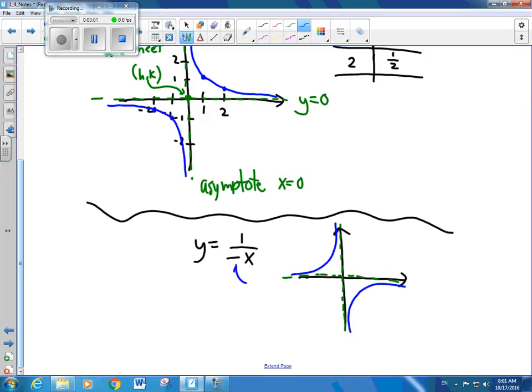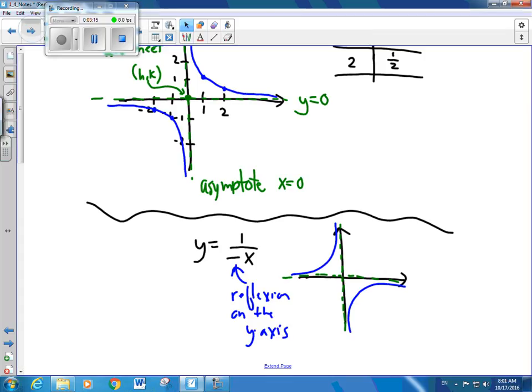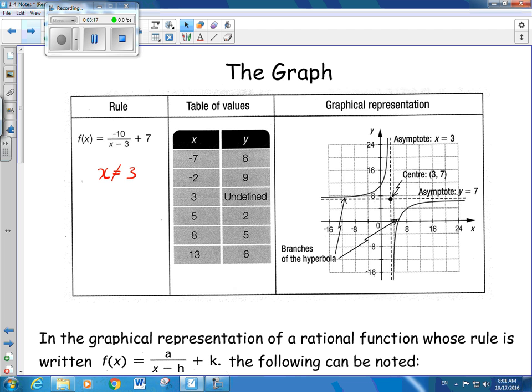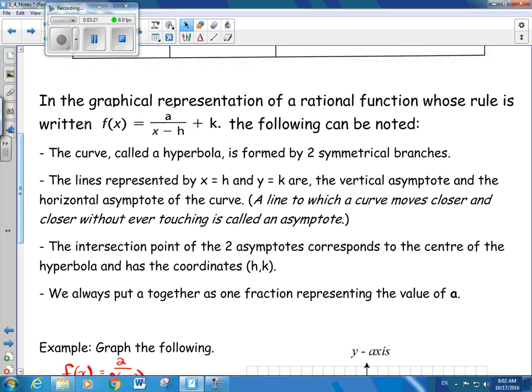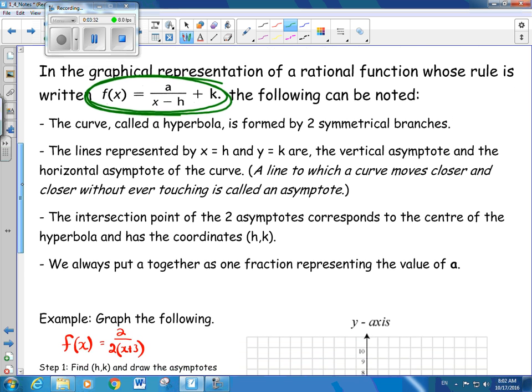So you have to remember here, when the b is what's in front of your x, it is the reflection on the y-axis. Okay, so let's look at what the rule looks like. This is our general rule, and you can see that your HK will be where the two asymptotes will meet.